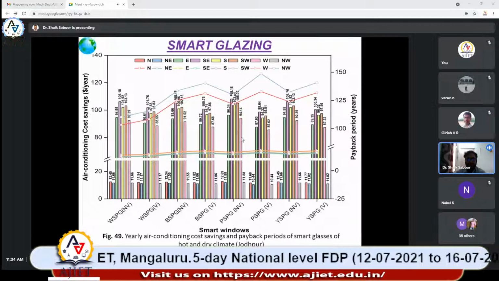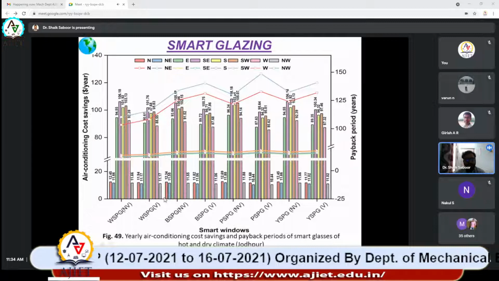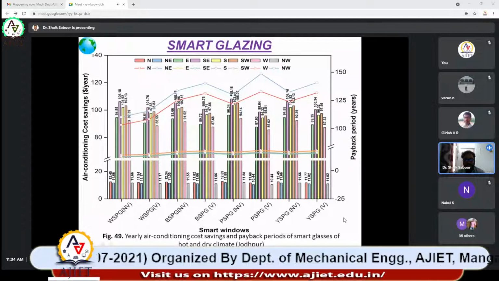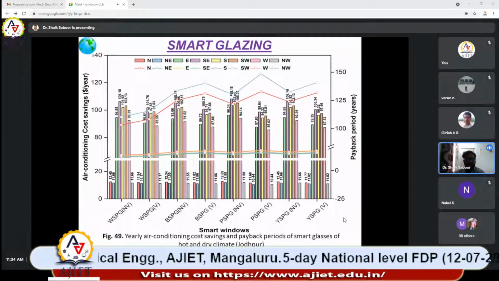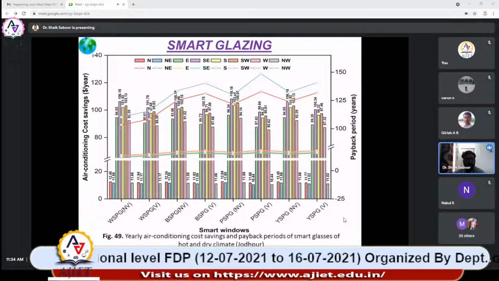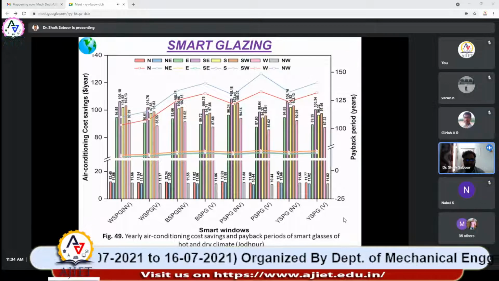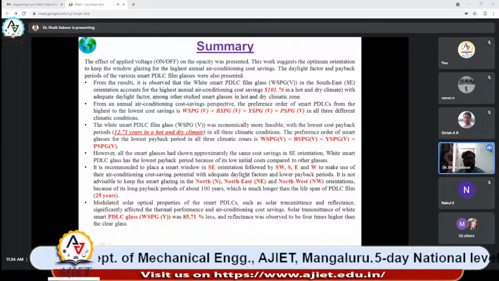Okay, with voltage on and with voltage off conditions, you can see here, for various orientations, again 8 orientations. From the graph we can say that we are able to save more energy with respect to the various glazing systems of the smart window. Here you can see the best order for the glazing system.